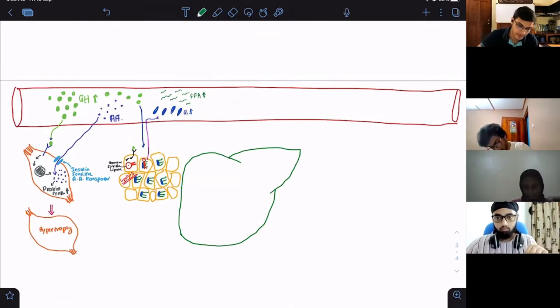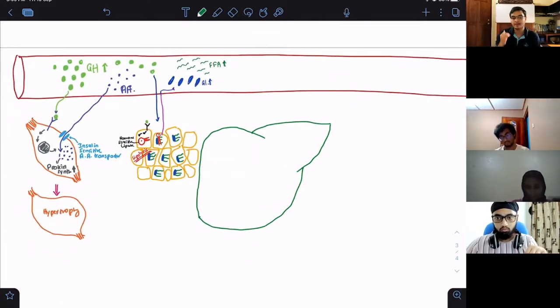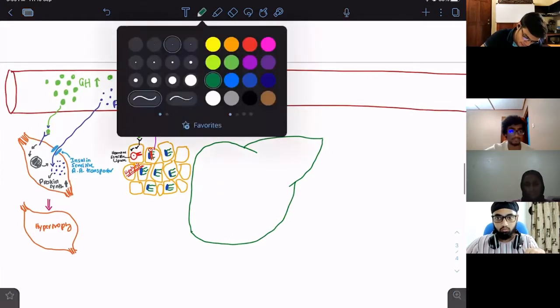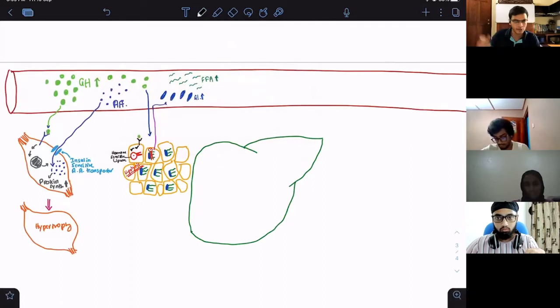Look at this, guys. These fatty acids and glycerols, what is going to happen to them? Let's first look at the fatty acids. The fatty acids will go through the circulation, and once it reaches the liver, it will enter the liver. Same for the glycerols. Glycerols and fatty acids will enter the liver.